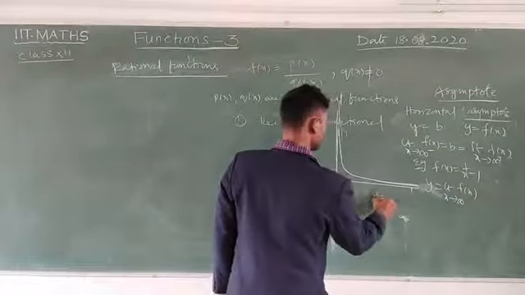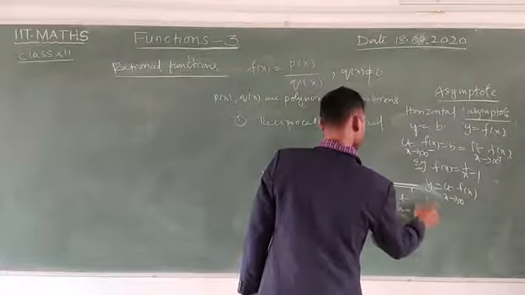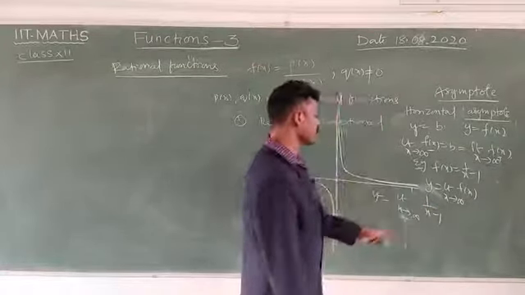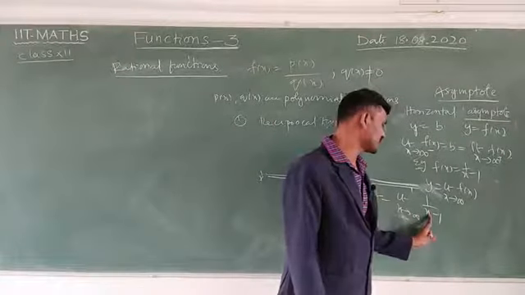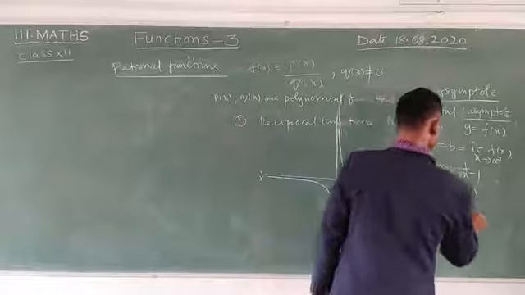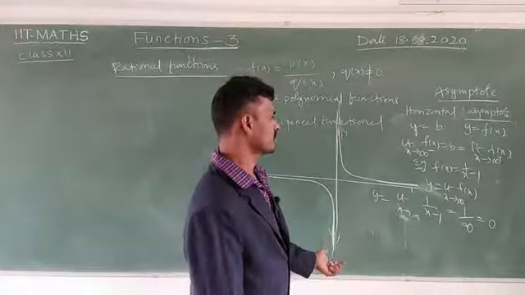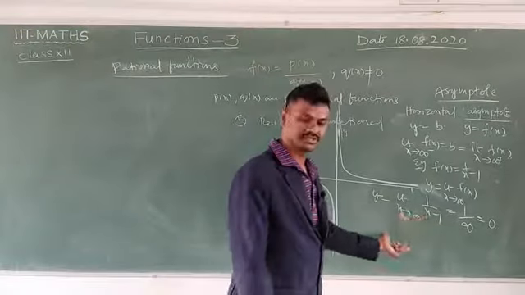Then what is f of x? 1 by x minus 1. Now here, if you substitute infinity, infinity minus 1 is also infinite. That's why 1 by infinity is equal to 0. That is called the horizontal asymptote.